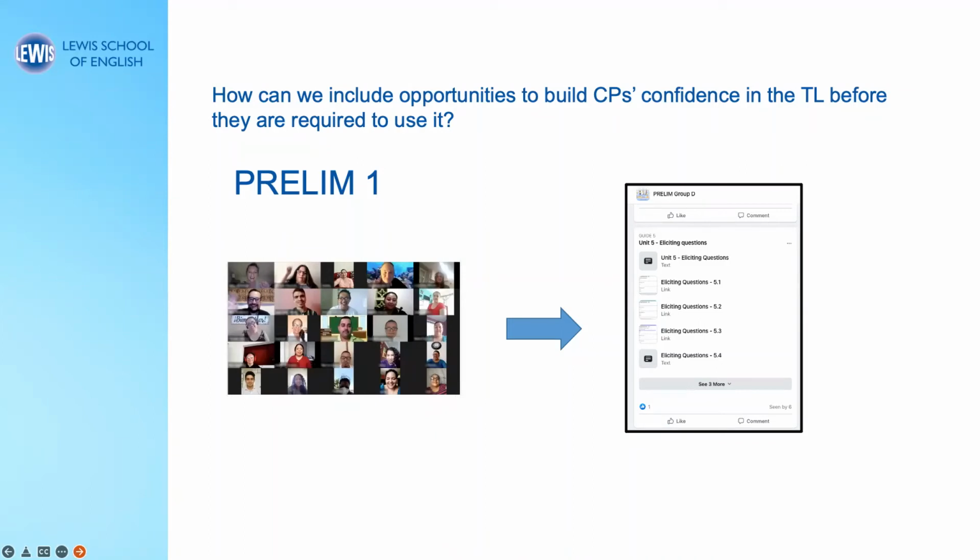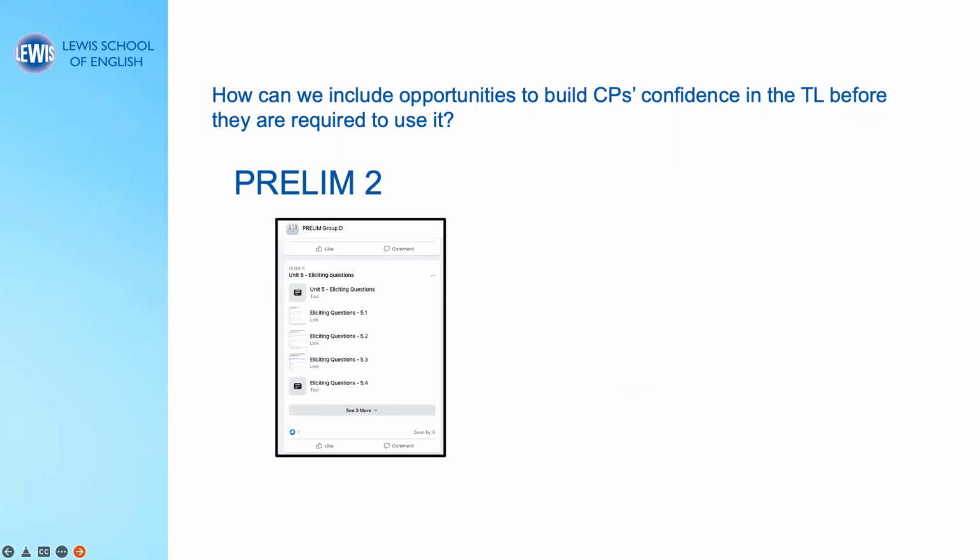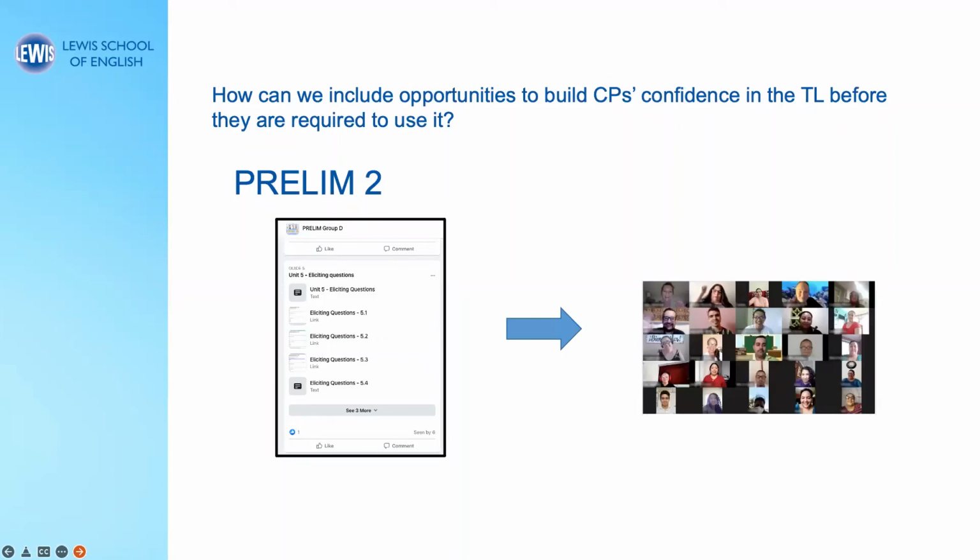So we thought maybe going into Prelim 2, we'll try to switch this around. So we'll start with the asynchronous tasks. We'll start with the activities that participants can do on their own. Then they can study the language, they can understand the language, they can practice the language, they can do their collaborative tasks. And the live session is an opportunity to bring it all together, consolidate that, and put it into practice.